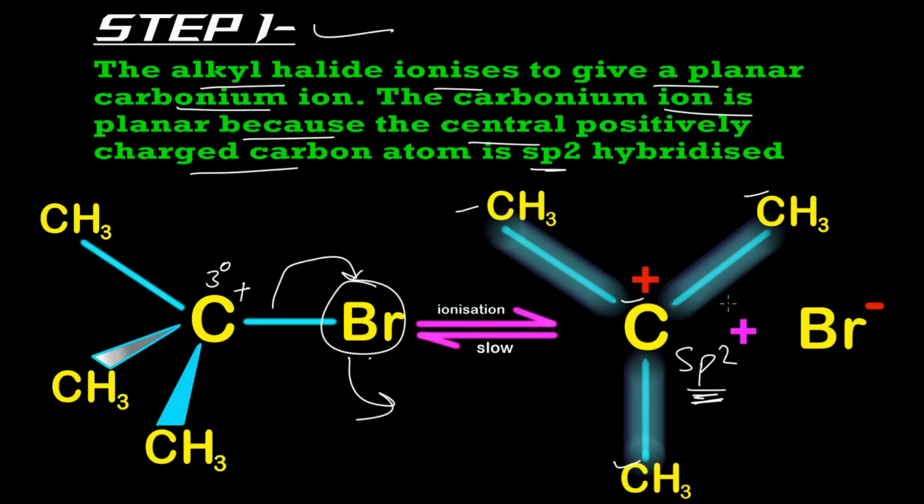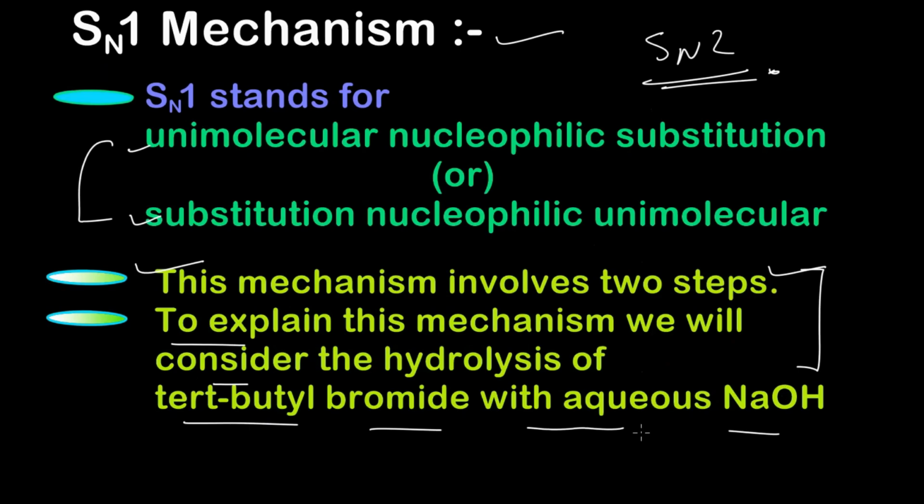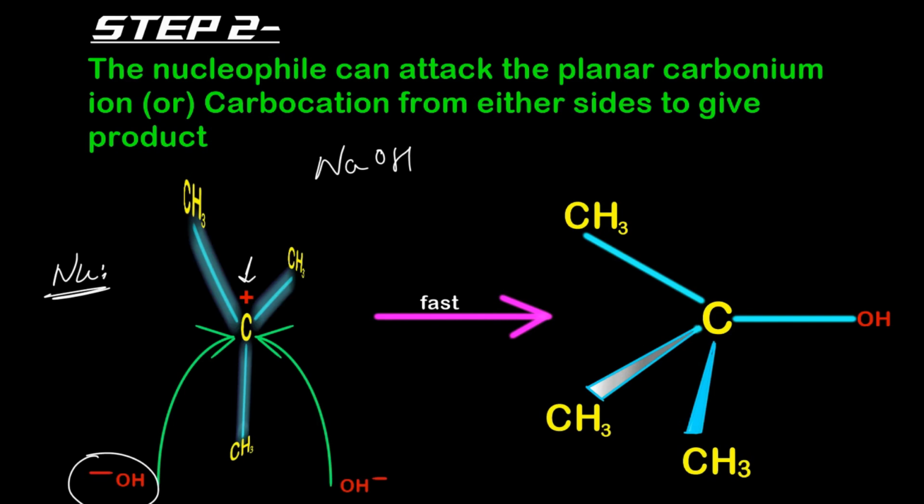Now what is the use of this planar carbocation so formed? As soon as the planar carbocation is formed, it has a positive charge, so it needs a nucleophile to attack. In our case, the nucleophile is the OH minus ion, which is from NaOH, right? In the first slide we said tertiary butyl bromide with aqueous NaOH. So the NaOH will provide the OH minus, right? Now the OH will have to attack the carbon.